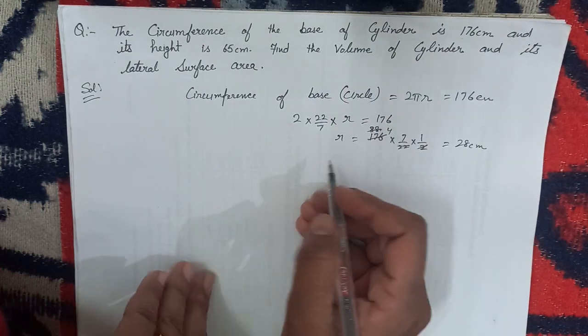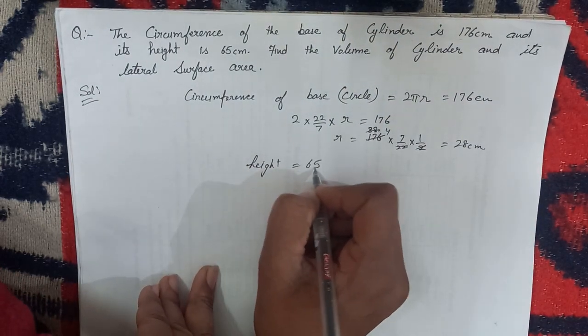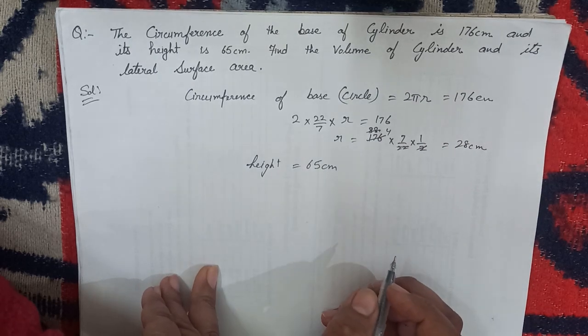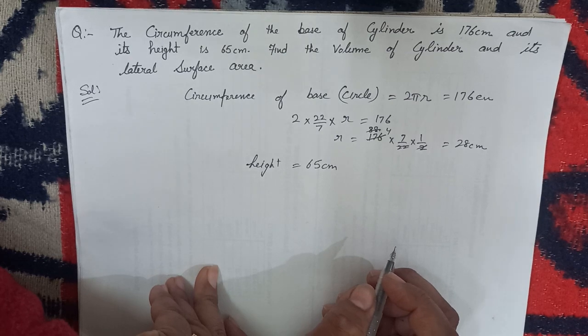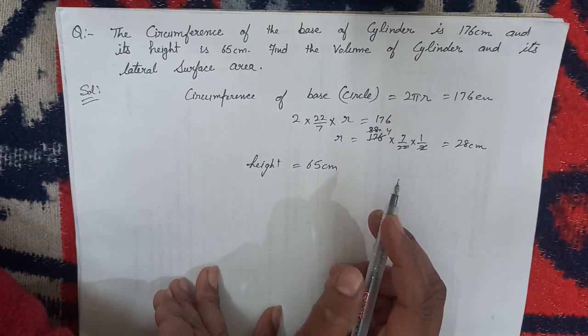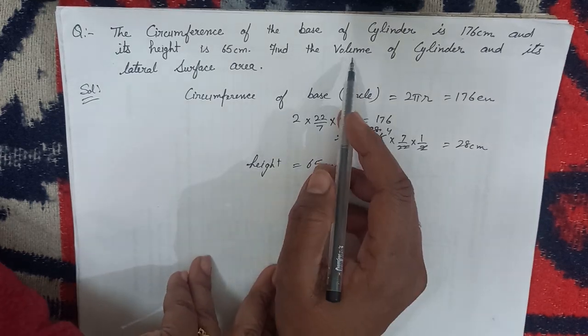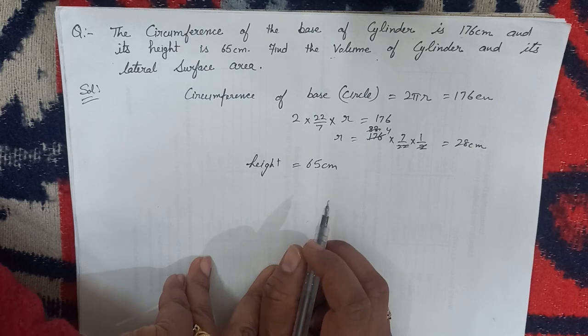Now height is already given, that is 65 centimeter. Now just like the previous question, we can find the volume, total surface area, curved surface area. Whatever they ask we can find out, but they have asked us for finding the volume only and the lateral surface, so we will find that only.